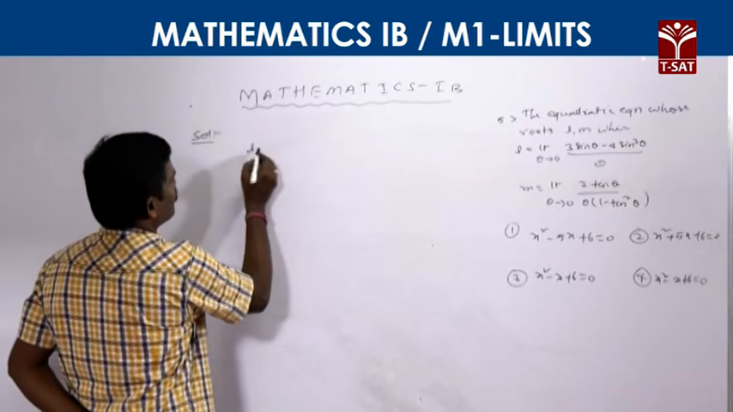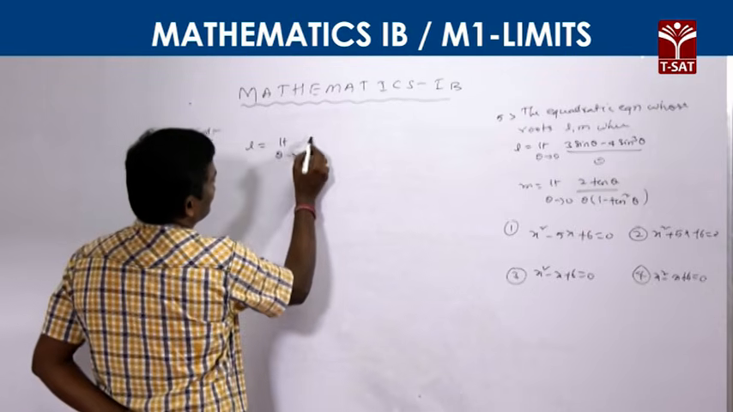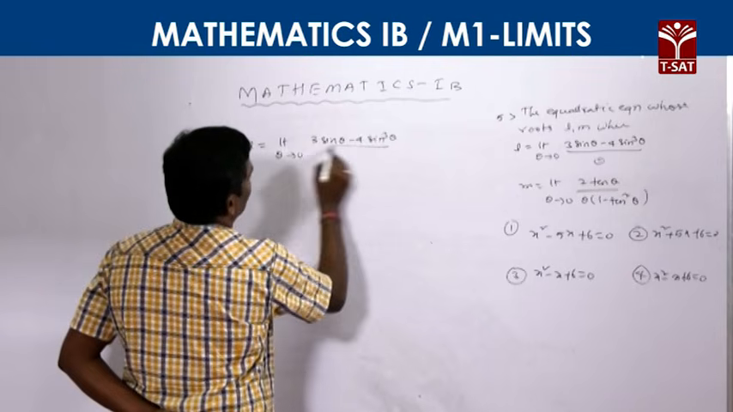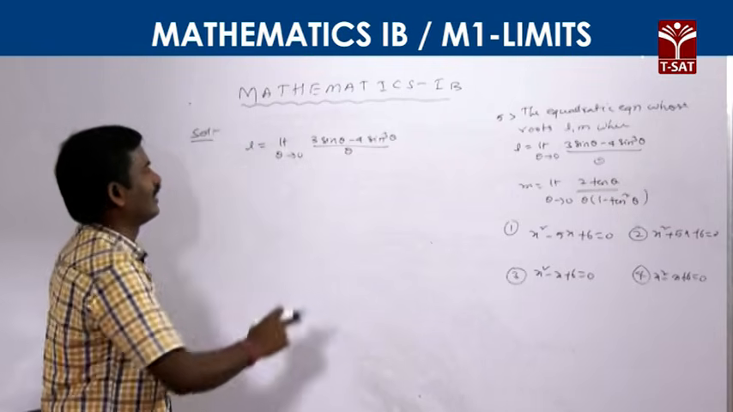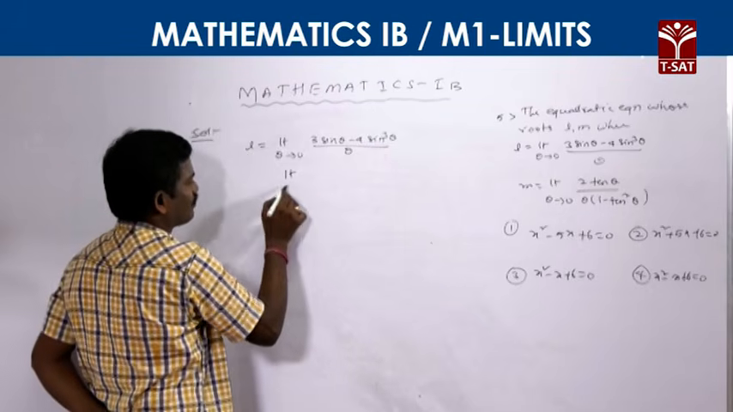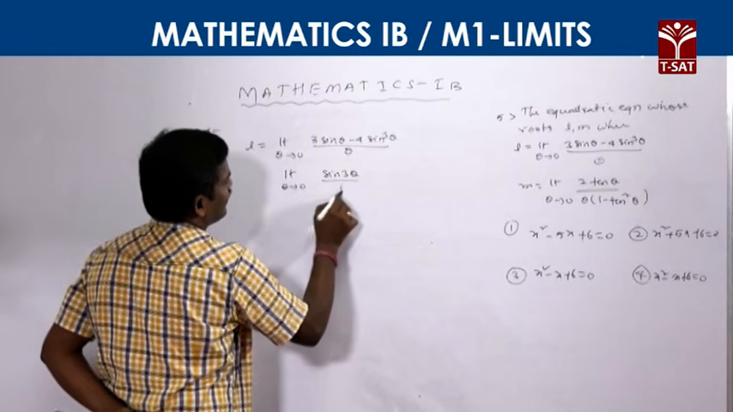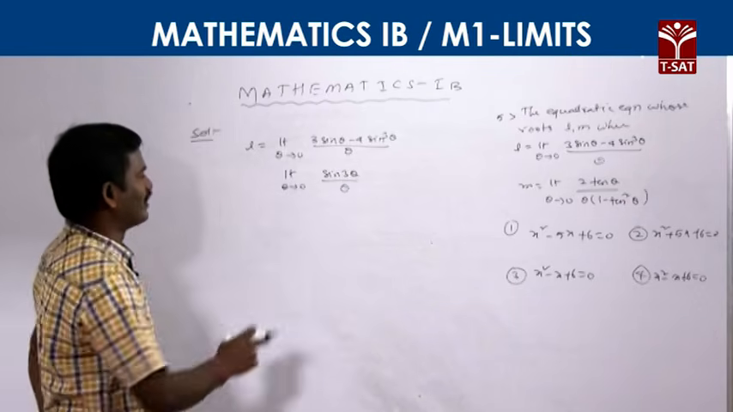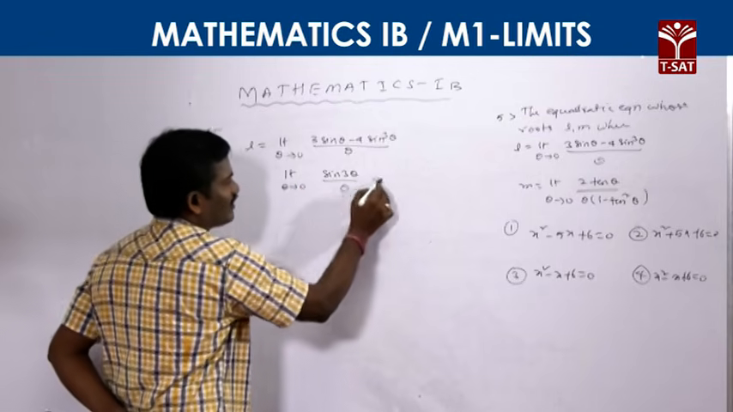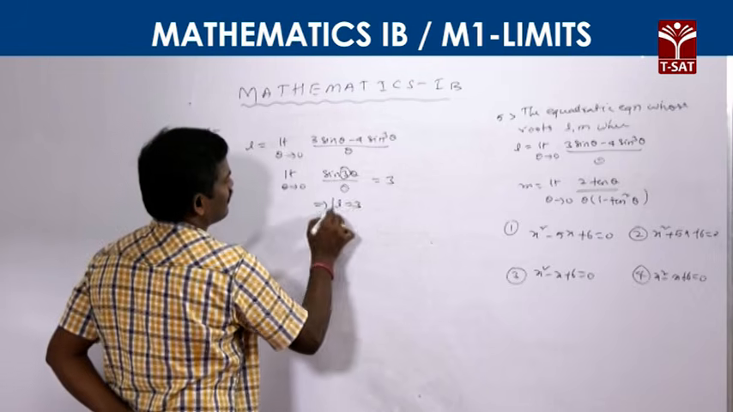So L equals limit theta tends to 0, 3 sin theta minus 4 sin cube theta by theta. 3 sin theta minus 4 sin cube theta, sin 3 theta formula. So limit theta tends to 0, sin 3 theta by theta. Here we have one standard limit, limit theta tends to 0, sin a theta by theta. Answer is what? 3. So L equals 3.